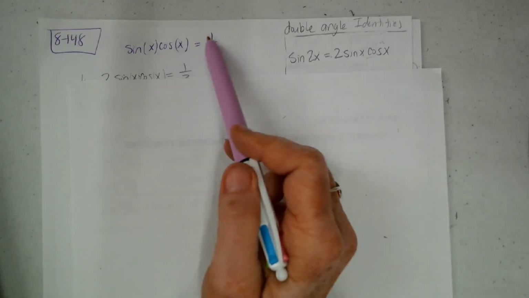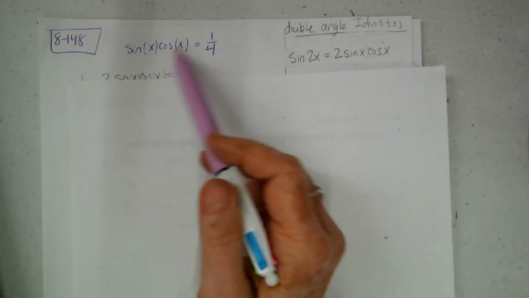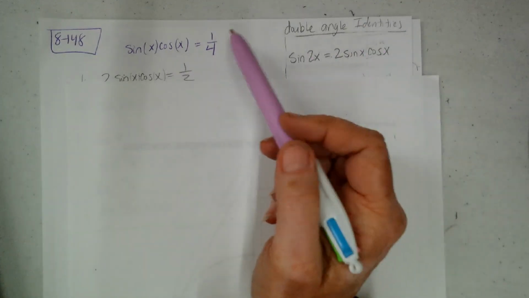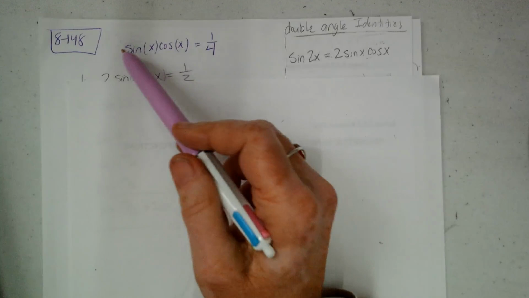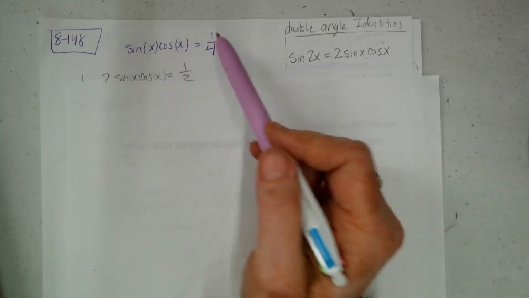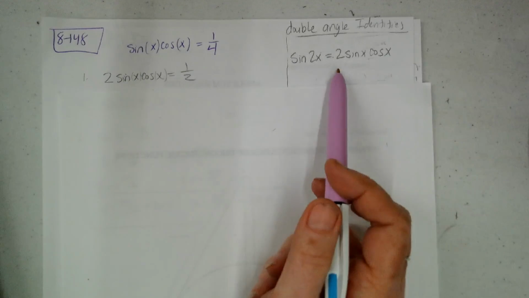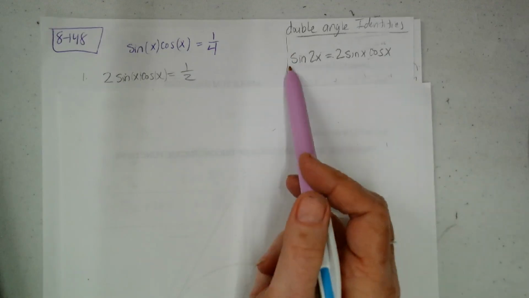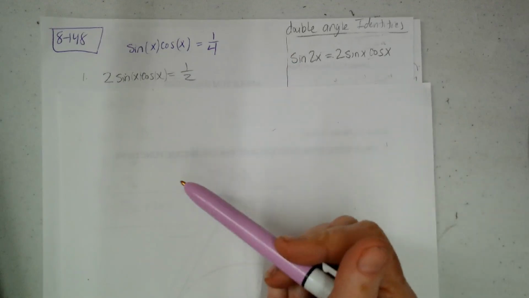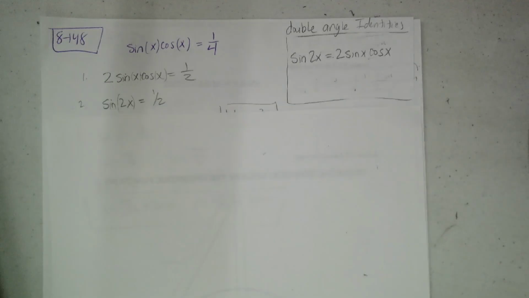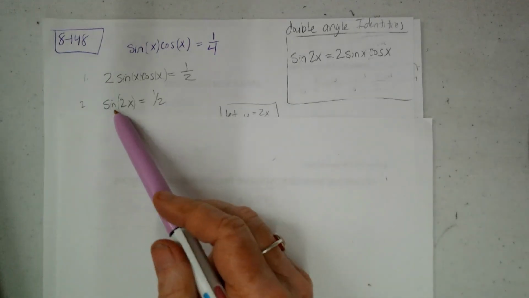So the book walked us through this. We didn't figure this out on our own. They said, okay, everybody, multiply both sides by 2. So I multiplied both sides by 2, and I got 2 sine x cosine x equals a half. Well, 2 sine x cosine x is the same as sine of 2x. So then I just wrote it as sine of 2x equals a half.